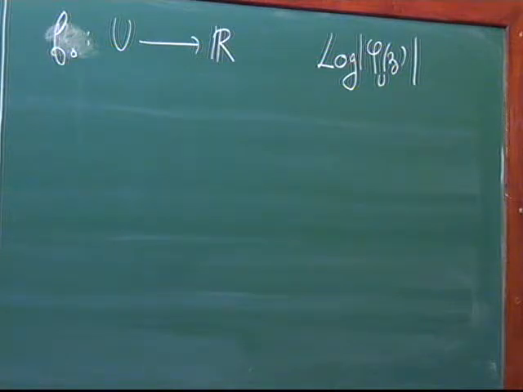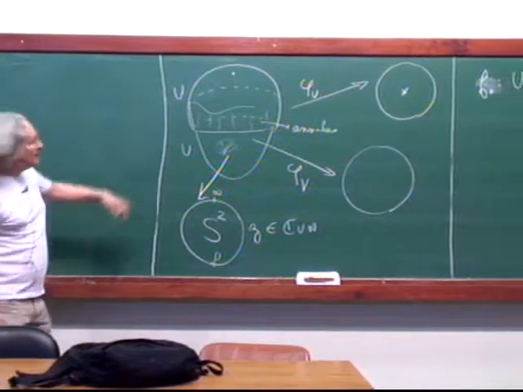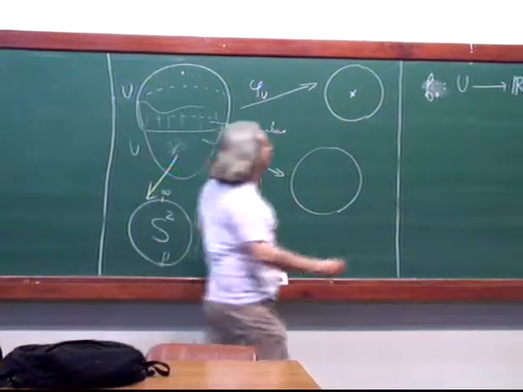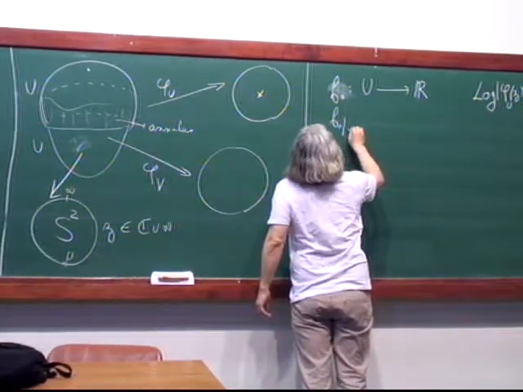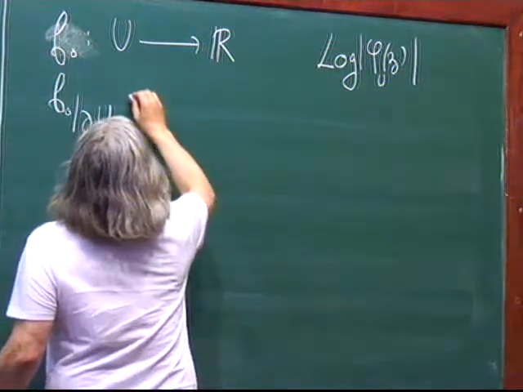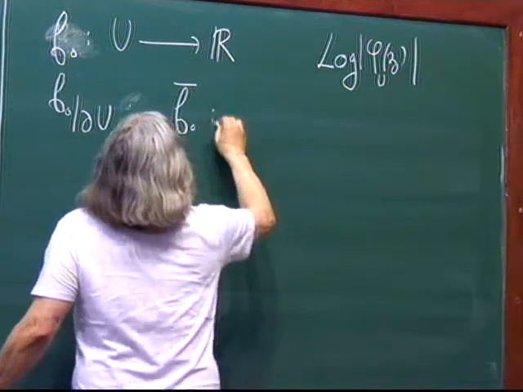This is a harmonic function which has a pole at the point which is mapped to 0. Now what you do, as we did yesterday, is restrict your function F0 to the boundary of U. You get a continuous function on the boundary of U, so you can extend it harmonically inside U. Let's say F0 bar is the harmonic extension.